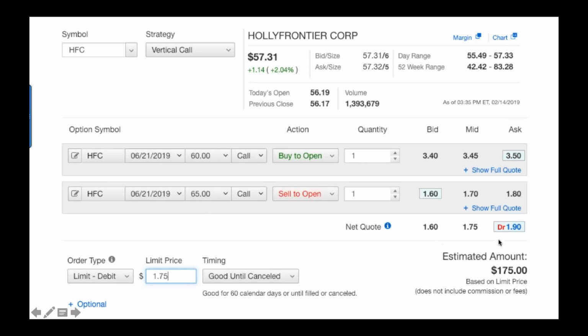This was 1.60 by 1.90. That's a much better spread, only 30 cents. But again, showing you how you can go down the middle. Maybe you say, you know what, because it's closer together, I might have a better chance of getting it filled in the middle. Put it in at 1.75. These are just different examples of how I treat each case study.